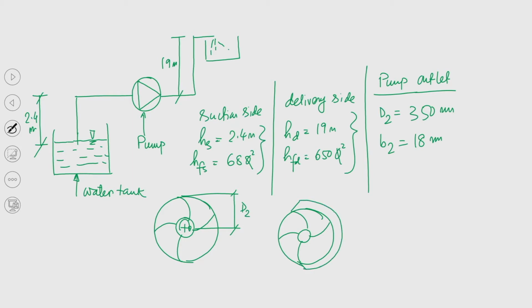So, you can understand this is B2. So, this is the width of the impeller at the outlet through which water goes out from the pump. So, that is given. Okay.